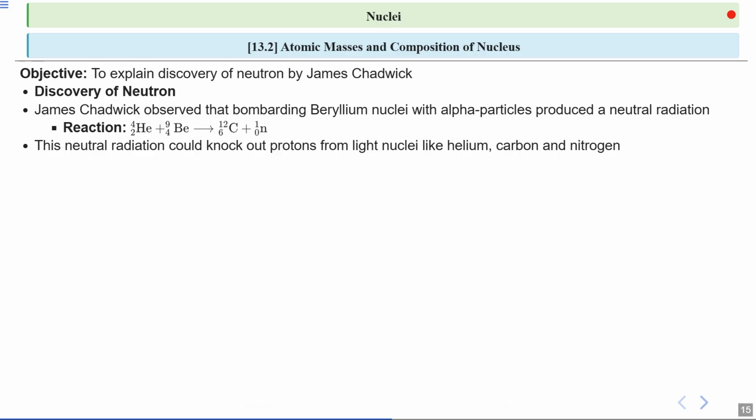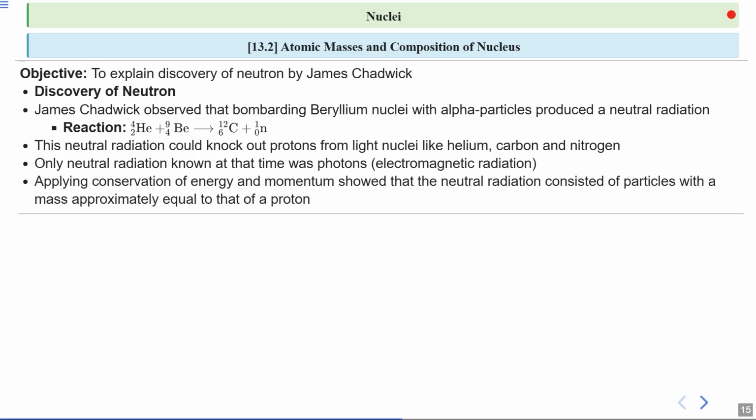So Chadwick found that this neutral radiation could knock protons out of light nuclei like helium, carbon and nitrogen. This means the neutral particles had enough energy and mass to physically dislodge protons, which suggested that they were not just ordinary light waves or photons. At that time, the only neutral radiation scientists knew about was electromagnetic radiation like photons. But photons don't have enough mass to knock protons out of the nuclei. This observation made Chadwick suspect that the neutral radiation was something different, something with mass.